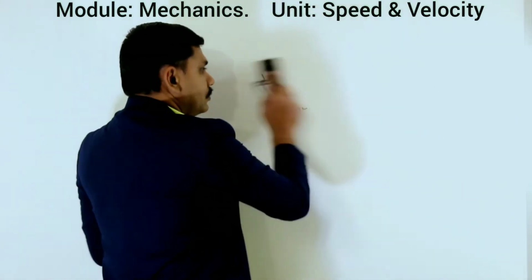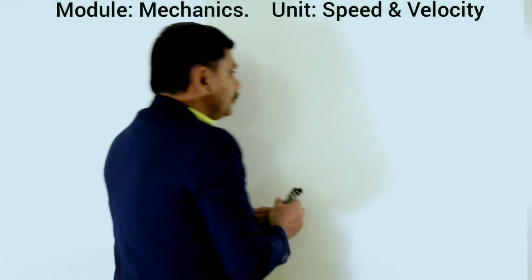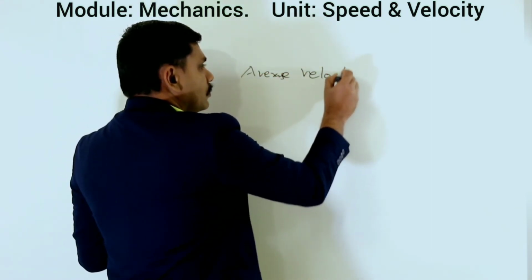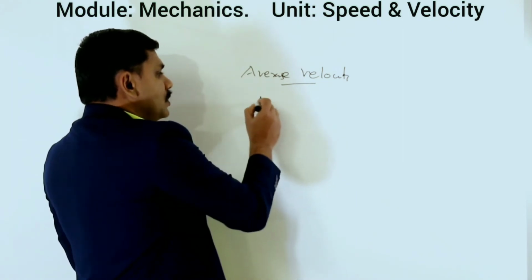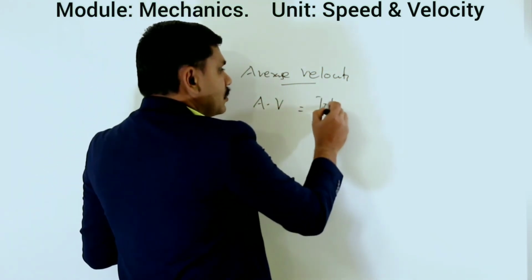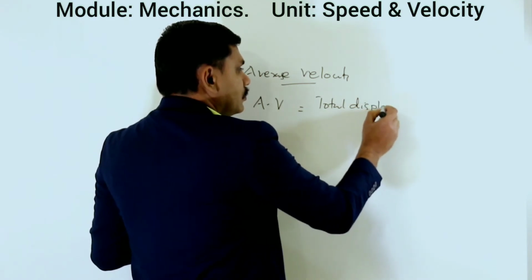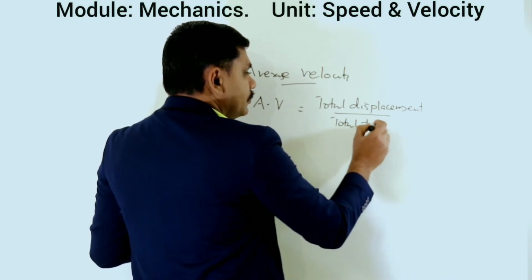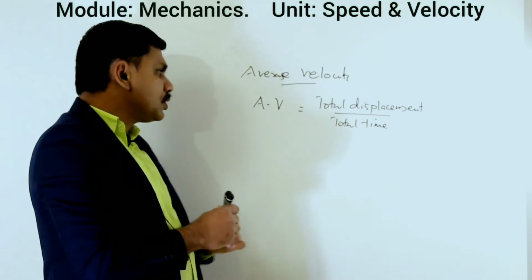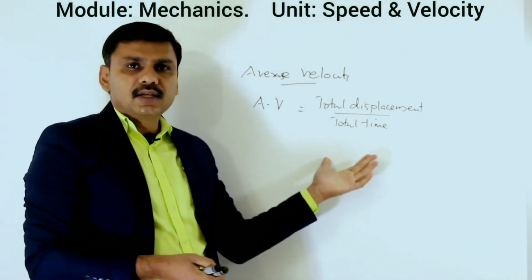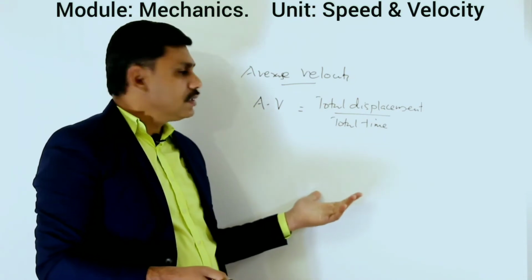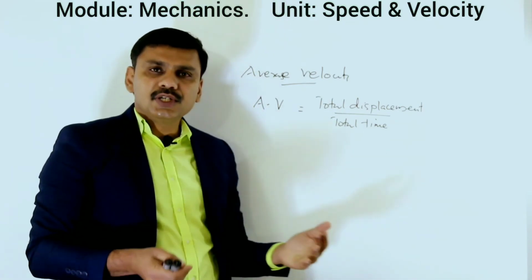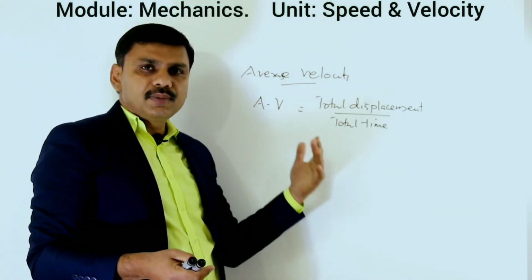Then what do you mean by average velocity? Average velocity is equal to total displacement divided by total time. So here, instead of taking total distance, we are considering the total displacement. Average velocity is also a vector quantity. It is measured in meter per second.